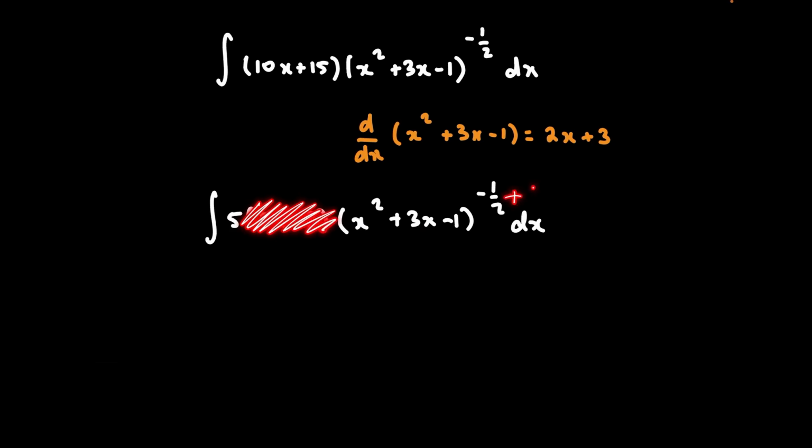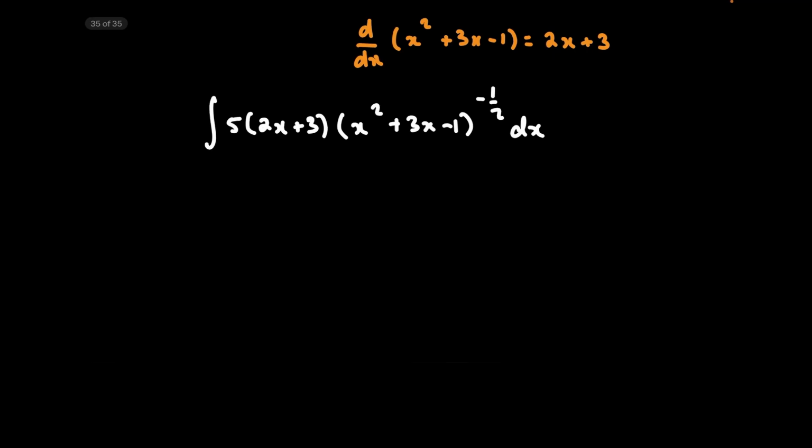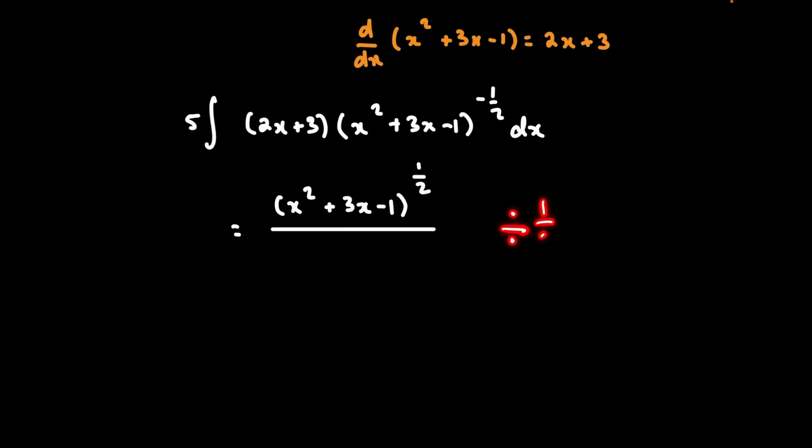All we do is just add 1 and divide by the new power. So what do I get? We can bring this 5 to the outside, worry about it later. If I integrate this, we get x squared plus 3x take 1 to the power of negative a half plus 1, which is the same as positive a half, divided by a half. And another way of saying divide by a half is the same as multiply by 2. So I'm just going to times this whole equation by 2.